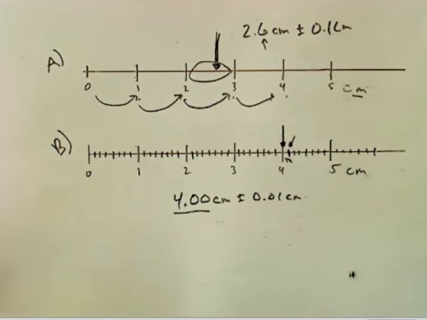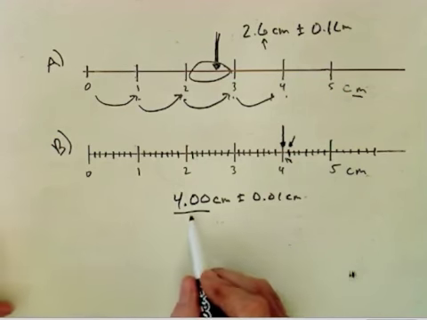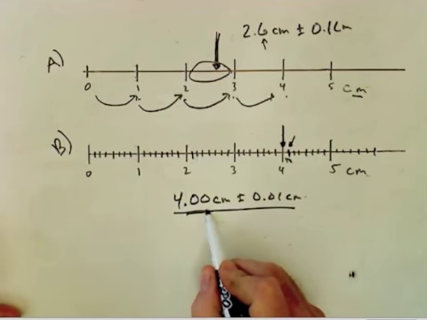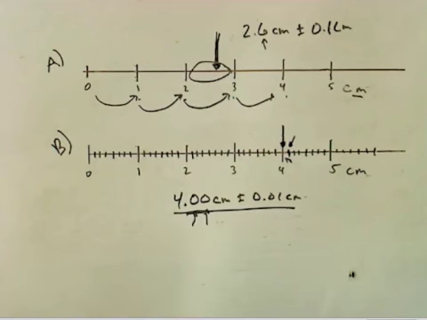but I could be off. Someone else might say that's 3.99. Someone else might say that's 4.01. It's really important that these zeros are here. Now in a math class, those zeros wouldn't be written.